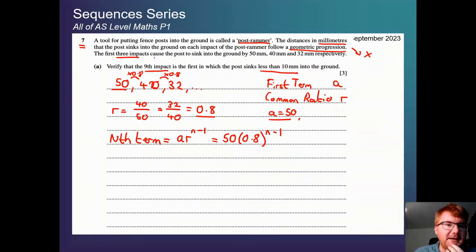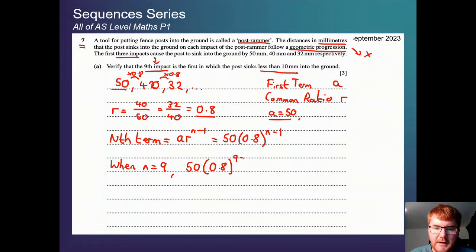Now it wants us to think about the 9th impact. So I want to work out this nth term when n is equal to 9. So when n is equal to 9, we pop this into the formula. So we have 50, open bracket, 0.8, to the power of 9 minus 1. And I'll just pop that into my calculator. So make sure you've got your calculator handy here. And we should get 8.38..., and this is in millimetres. And certainly this is less than 10 millimetres into the ground.